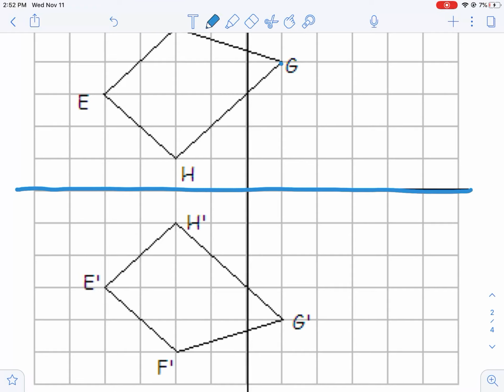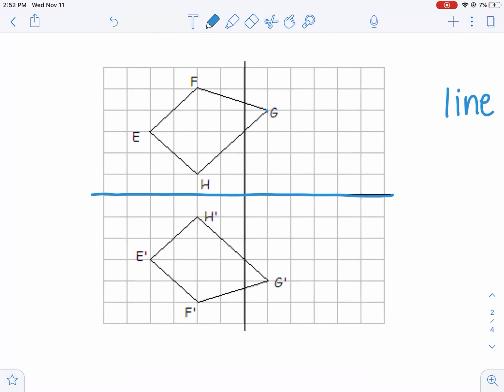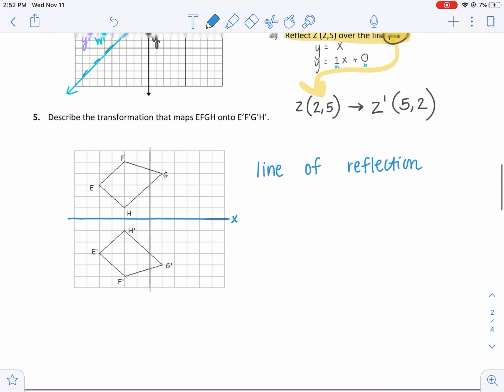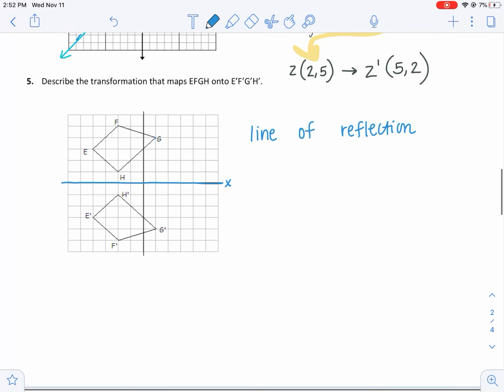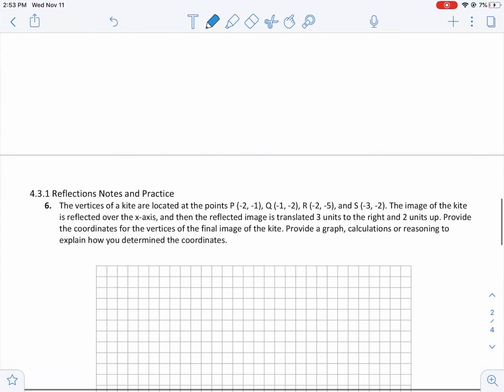We can test this with E as well. I see E and E prime are 6 spaces apart from each other. Cut that in half because we need equal parts. We get 3 on each side. So, this being our x-axis, we can describe this transformation as a reflection across the x-axis. Wonderful.